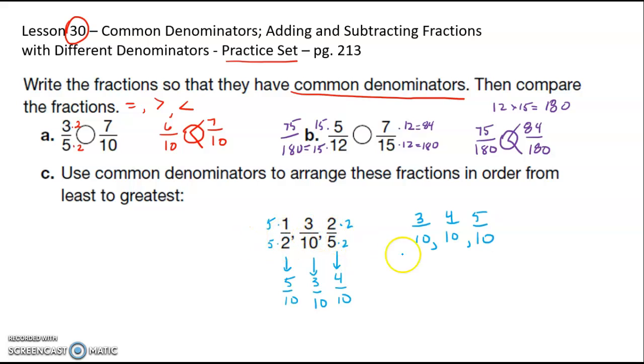But I'm going to use my original numbers. So 3/10 is my original number. 4/10 is 2/5. And then 5/10 is 1/2. So that's my answer.